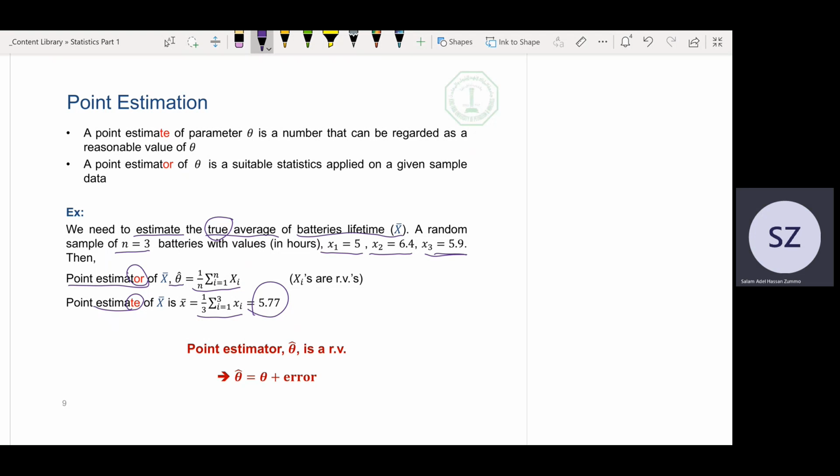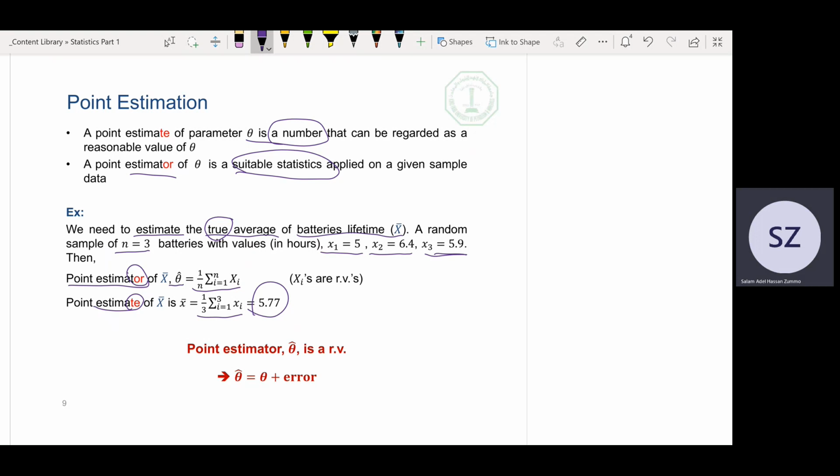The estimator is the equation we use. The estimate is for specific samples. We run this equation, and the estimate is a number. Whereas the estimator, a point estimator, is a suitable statistic, an equation, an operator. Clear?